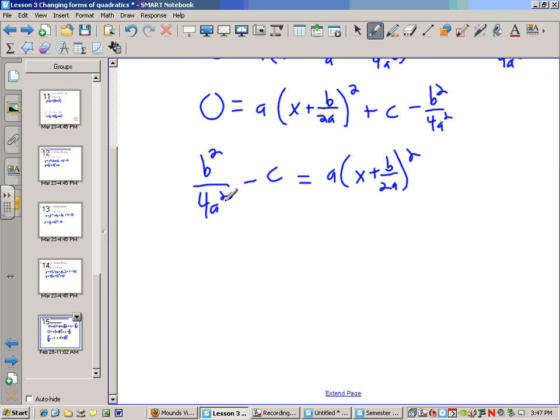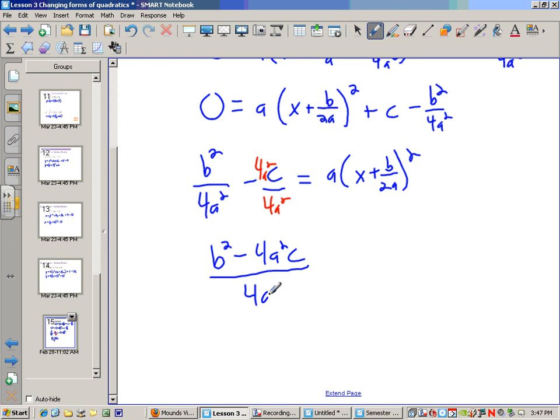Now let's add these two together. To add them, what we need is a common denominator. Our common denominator here would be 4a squared. So if I multiply the bottom by 4a squared, I have to multiply the top by 4a squared. So I can combine them to get b squared minus 4a squared c all over 4a squared equals a times (x plus b over 2a) squared.